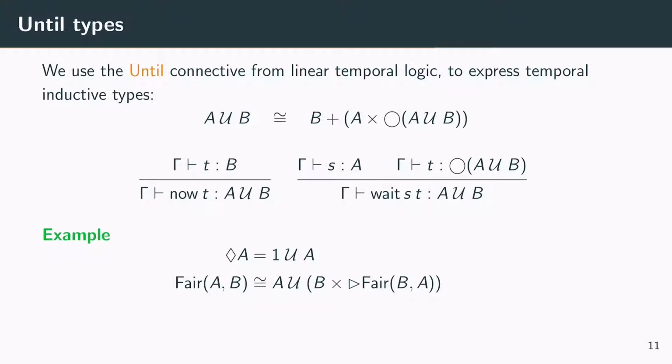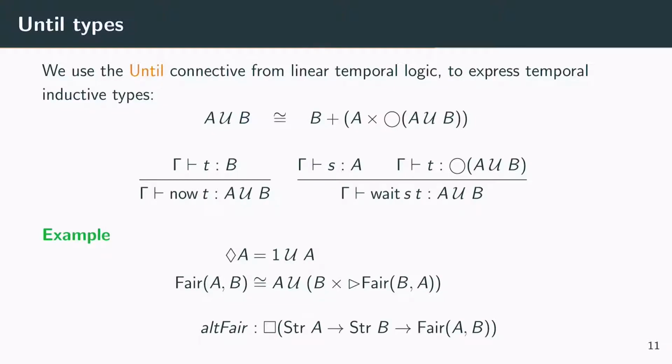But we can also express the type of fair streams over A and B. You can think of this as a type of streams that produce values of type A or type B, but it will never starve either values of A or values of B. So it will never devolve into purely a stream of type A or purely a stream of type B. Right? So we start out with getting some values of type A, and then eventually we get a B followed by a fair stream that then starts with values of type B followed by A and so on. So they alternate between these two states.